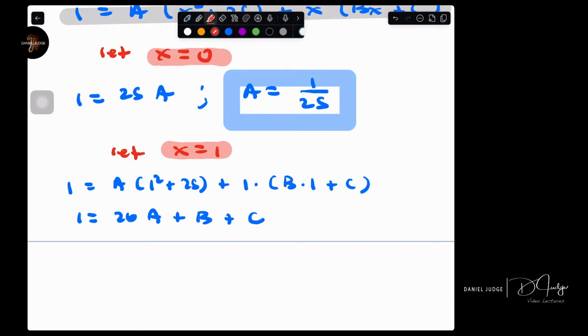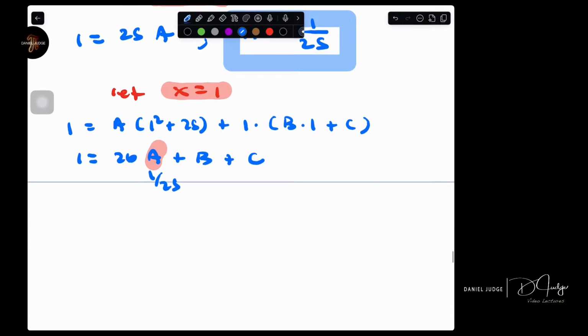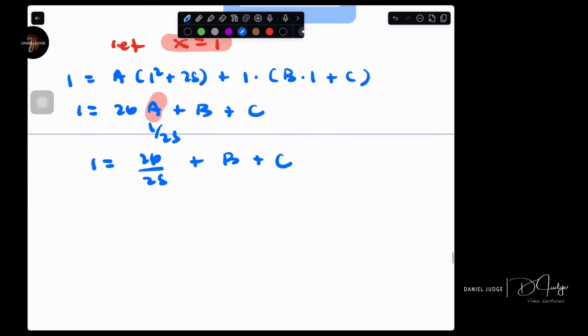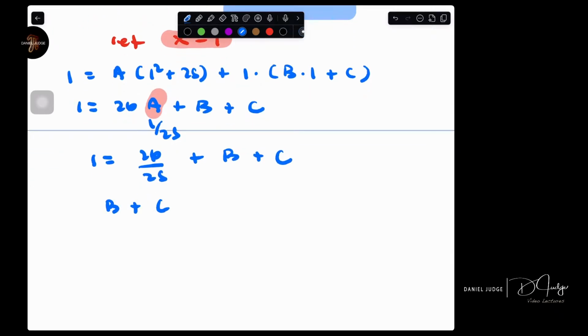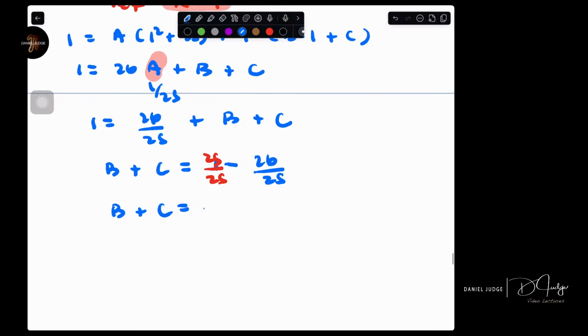And so you notice now a can be replaced with 1 over 25. So we end up with 1 being 26 over 25 plus b plus c, or we can say b plus c is 1 minus 26 over 25. We can replace this with 25 over 25, and then we get the equation that b plus c will equal negative 1 over 25.